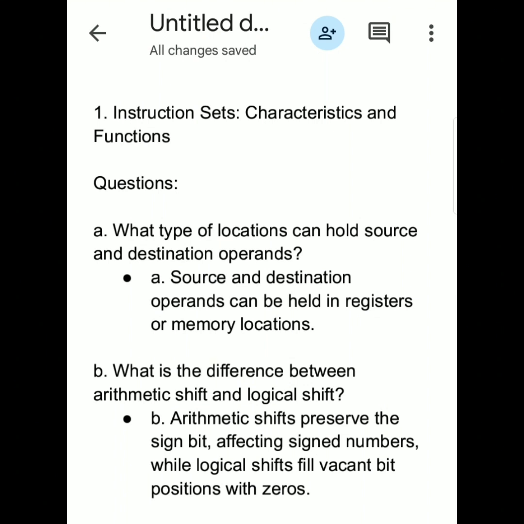Next question is: what is the difference between arithmetic shift and logical shift? Arithmetic shifts preserve the sign bit, affecting signed numbers, while logical shifts fill vacant bit positions with zeros.